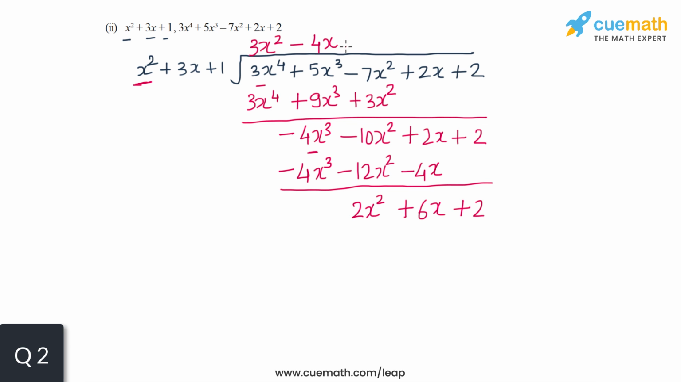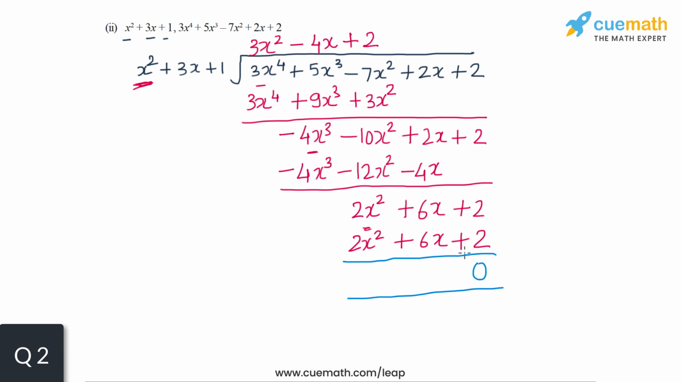Now the multiplier we need in the next step is to turn x square into 2x square, and that is the multiplier 2. And with this multiplier we generate the terms 2x square plus 6x plus 2. And now when we subtract, we will find that the remainder is 0. So in this part also the remainder is 0, which means that the first polynomial perfectly divides the second polynomial, or the first polynomial is a factor of the second polynomial. So that completes part 2.